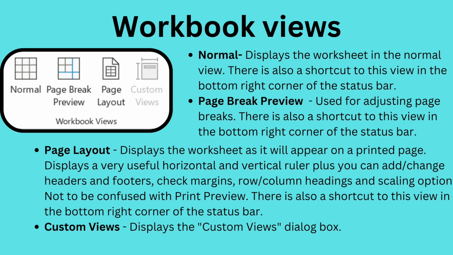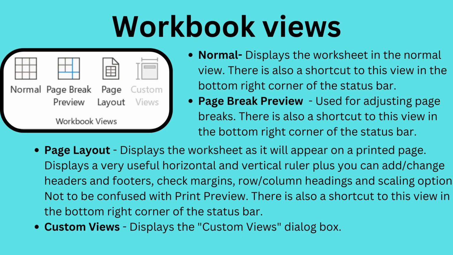Normal. Displays the worksheet in the normal view. There is also a shortcut to this view in the bottom right corner of the status bar. Page break preview. Used for adjusting page breaks. There is also a shortcut to this view in the bottom right corner of the status bar.